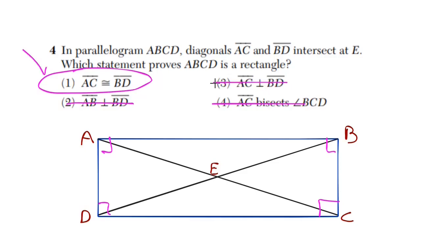Okay, but number 1, if we know it's a parallelogram and we know that the diagonals are congruent, then automatically we know that that proves it's a rectangle. Okay, so number 1 for that one.